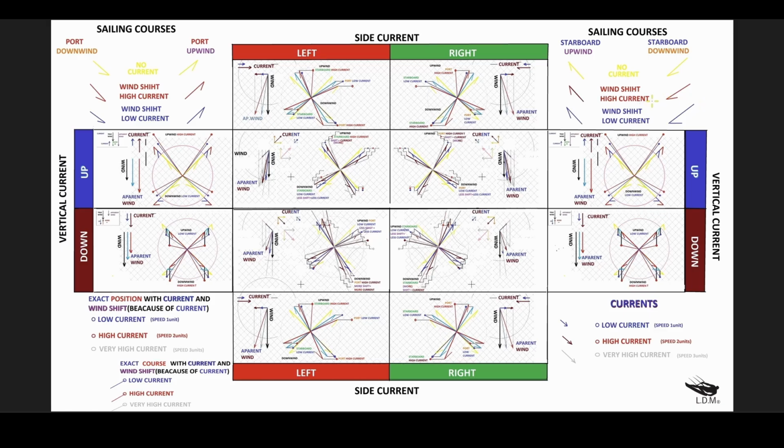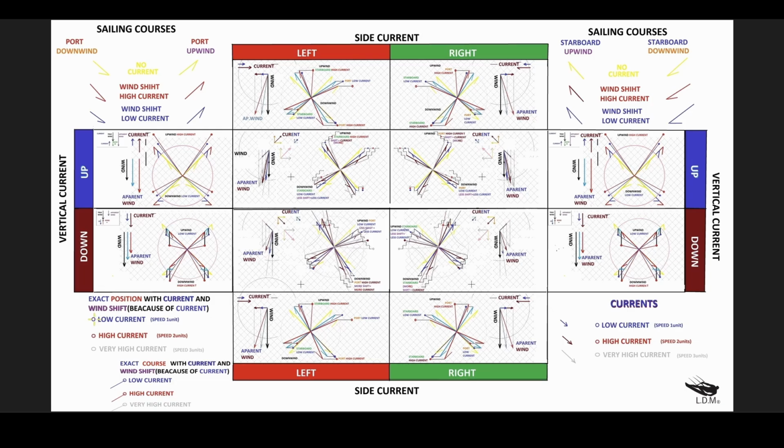In the corners of the table, I have some notes that help me understand it. For example, here we see port tack courses, upwind and downwind, without current, to have a reference point, with strong current, with light current. On the other side, I see starboard tack courses accordingly. Down here, I see with the red circle where I will end up with light current, where I will end up with strong current, and where I will end up with very strong current.